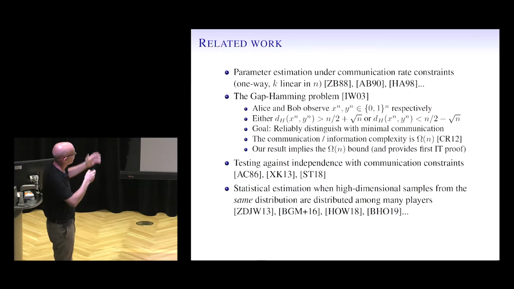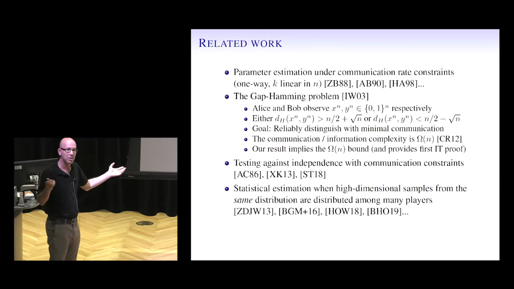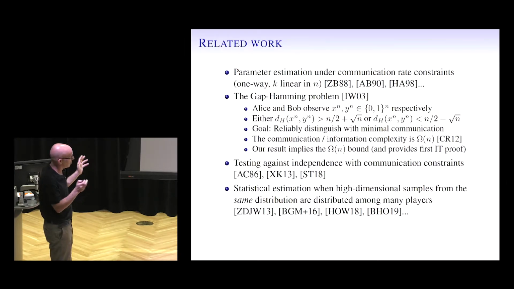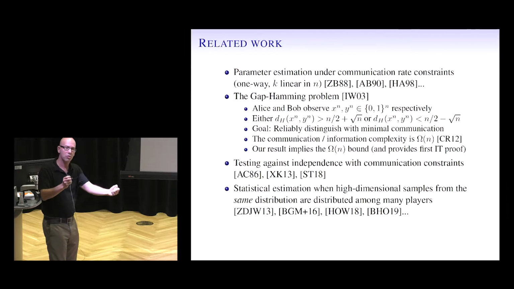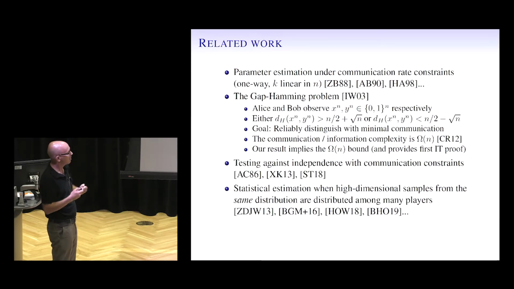Another collection of problems which is less closely related is a set of problems of statistical estimation with high-dimensional distributions with a lot of players. You've heard a talk by Ofer this morning about this. This is a little different than our setup because there's the same distribution given to multiple players, and the issue is the high dimensionality of the problem. Here we have two components of the same distribution, and we're trying to estimate correlation, so it's slightly different.